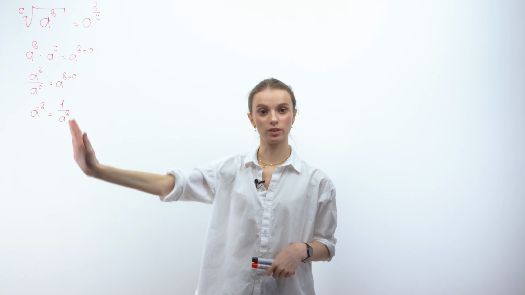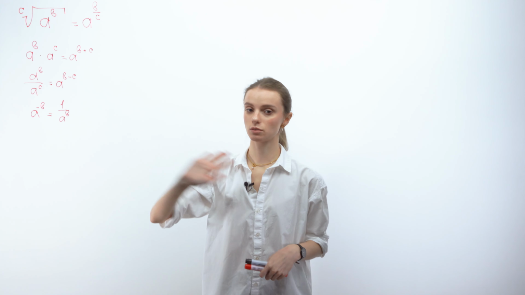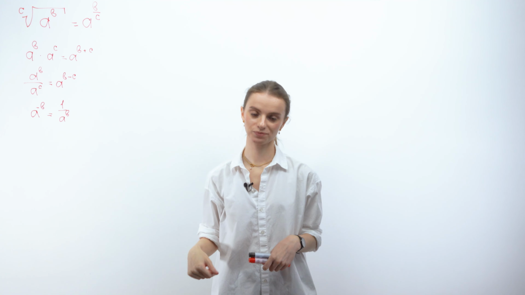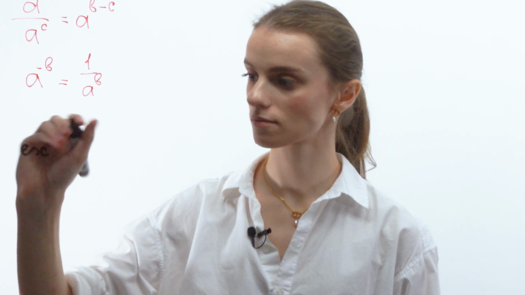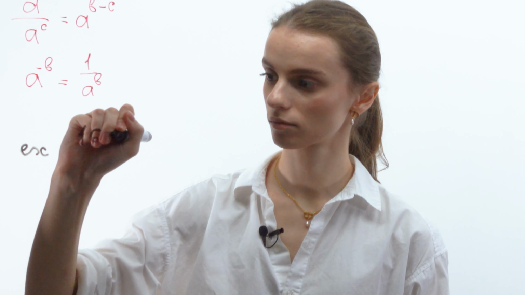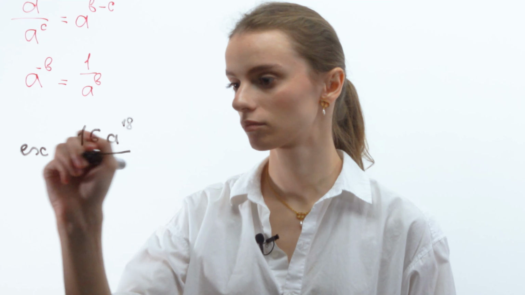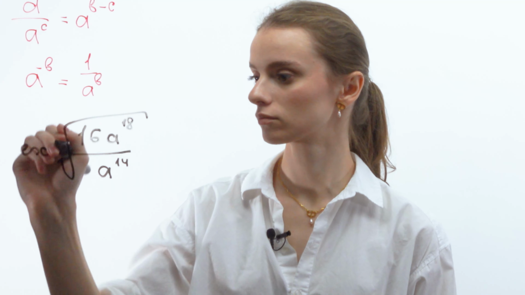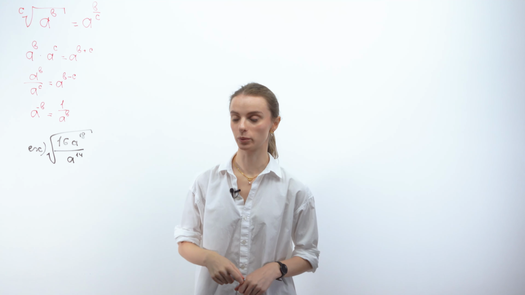I hope you have these properties written down because we're going to use them as our reference to solve the problems. Let's look at this example. We have square root of 16, a to the 18th power divided by a to the 14th power. This looks scary, I'm not going to lie, but let's combine what we've learned.